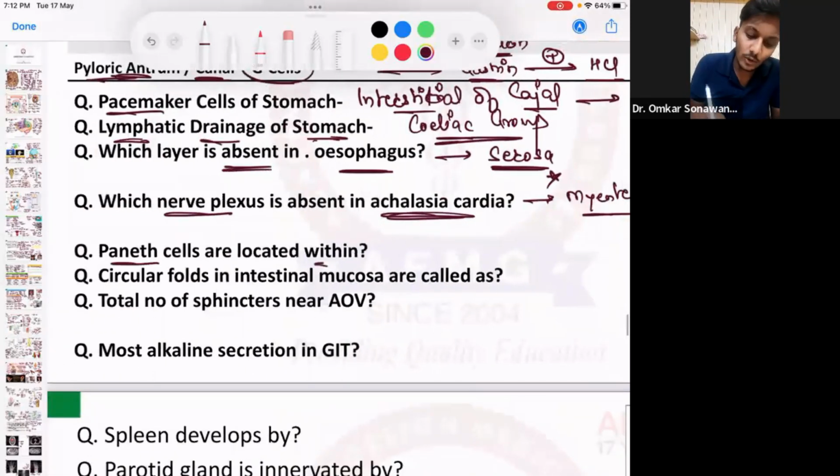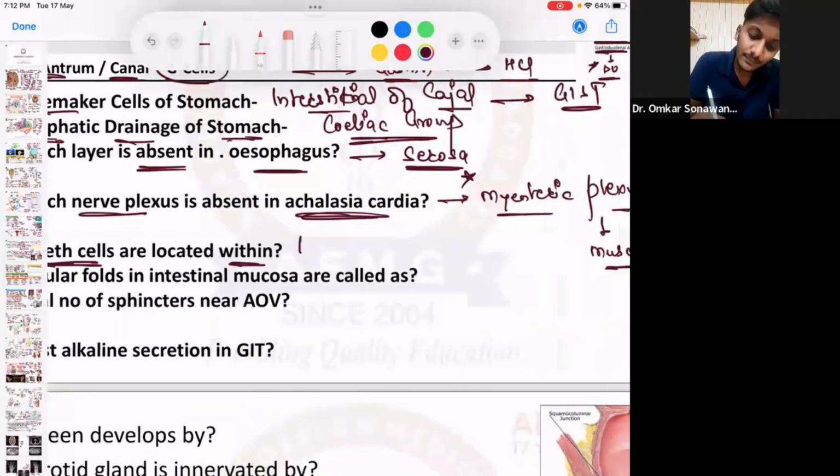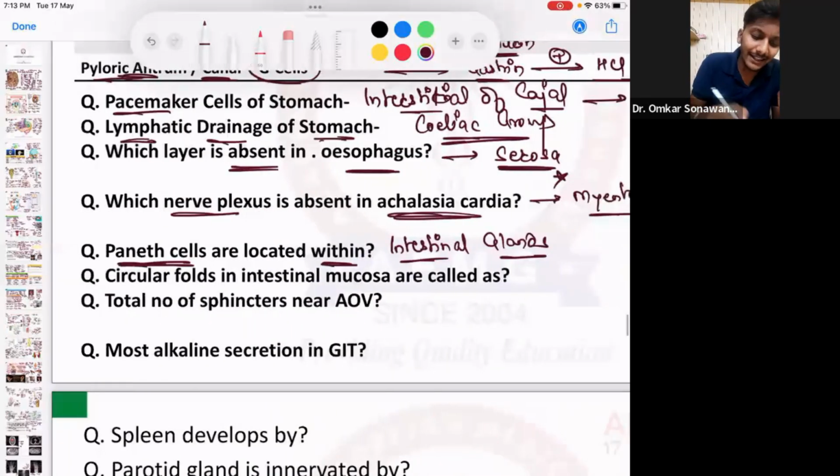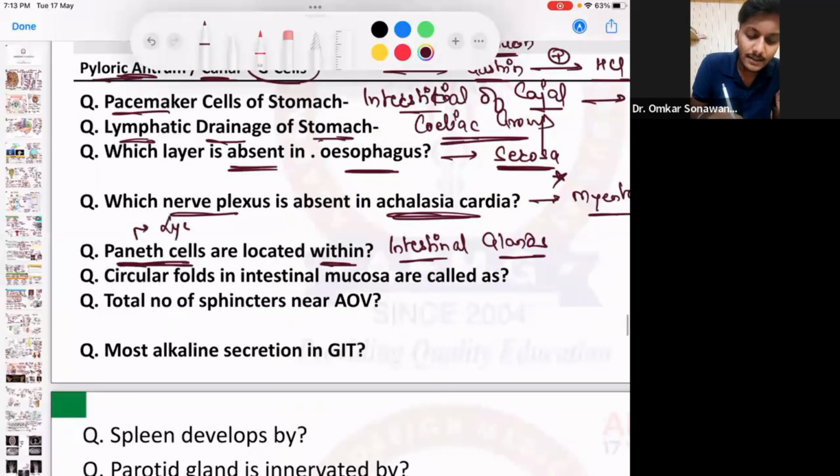Paneth cells are located within. This is an important one-liner question. They ask different names like Peck cells and Paneth cells from anatomy. Paneth cells are located within the intestinal glands. And these Paneth cells are known to secrete an enzyme called lysozyme, which will destroy microorganisms. So Paneth cells secrete lysozyme, and they are present in the intestinal glands.